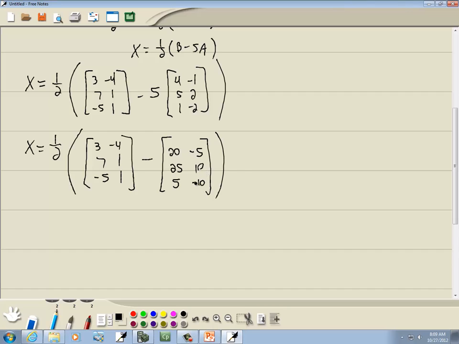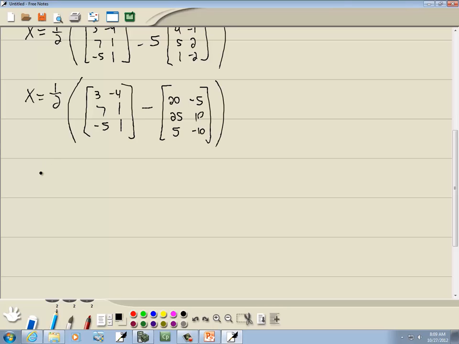Okay. Now we want to subtract these matrices, still doing what's inside the parentheses. So subtract the corresponding entries. So I got 3 minus 20, negative 4 minus a negative 5, 7 minus 25, 1 minus 10, negative 5 minus 5, 1 minus a negative 10.